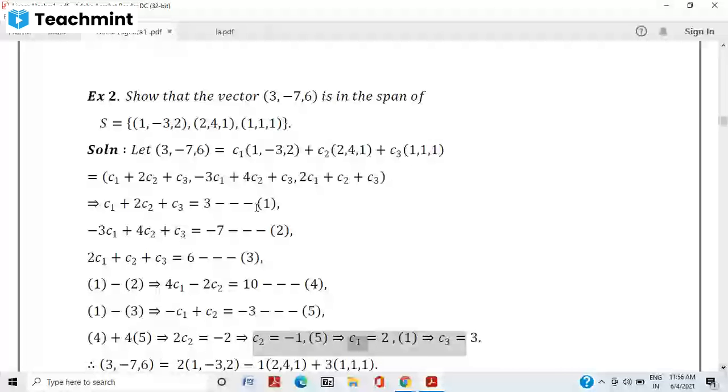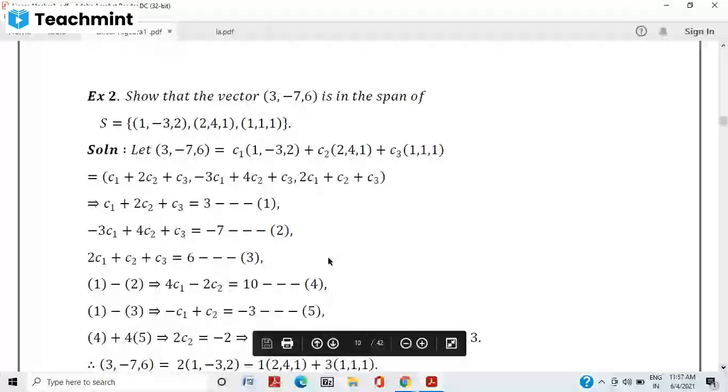Here see equation 1 and equation 2. Here it is C3, here also it is C3. Then C3 minus C3 will be cancelled. Then what do we get? C1 minus minus 3C1 will become 4C1. Similarly, 2C2 minus 4C2 is minus 2C2. Then 3 minus minus 7 is 3 plus 7, 10. Now we got one more equation in C1 and C2.